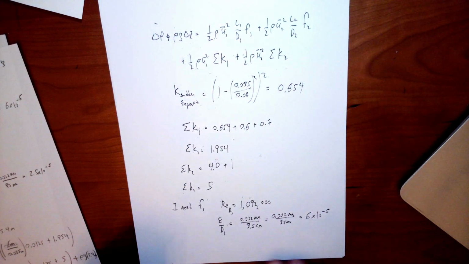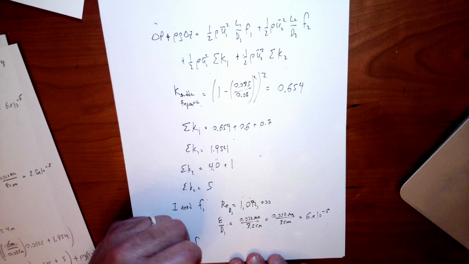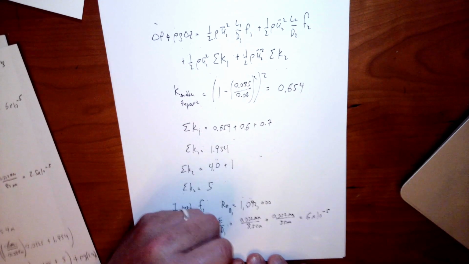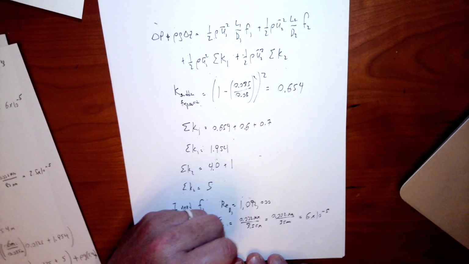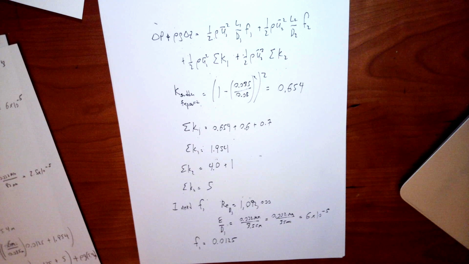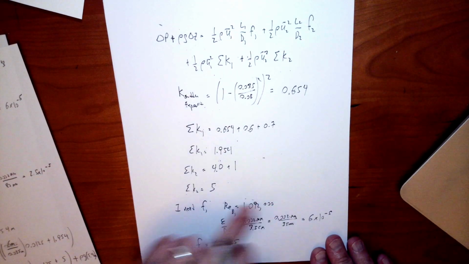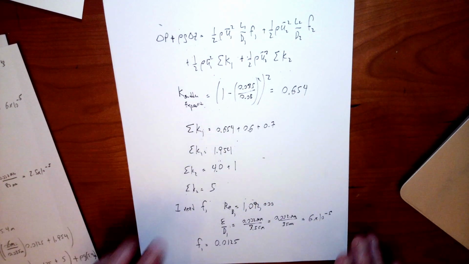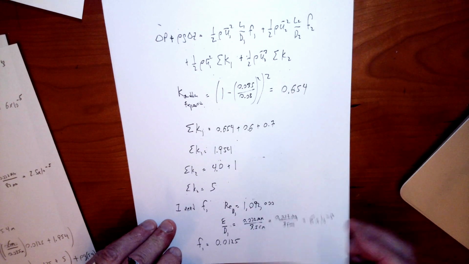I look on the Moody diagram, and when I looked on the Moody diagram for those values, I found 0.0125 for f. So there's my f1. I looked on that diagram, million, 6 times 10 to the minus 5, and I thought it was about 0.0125.